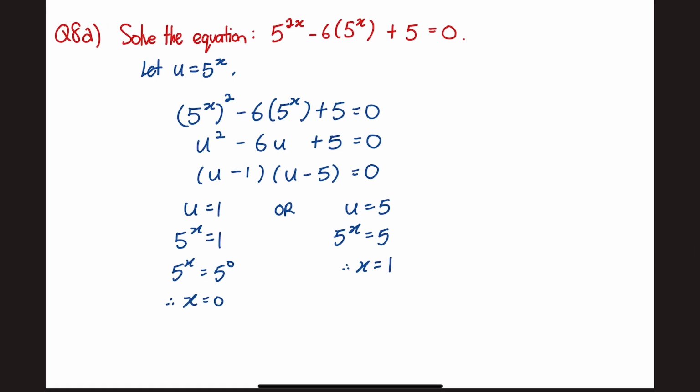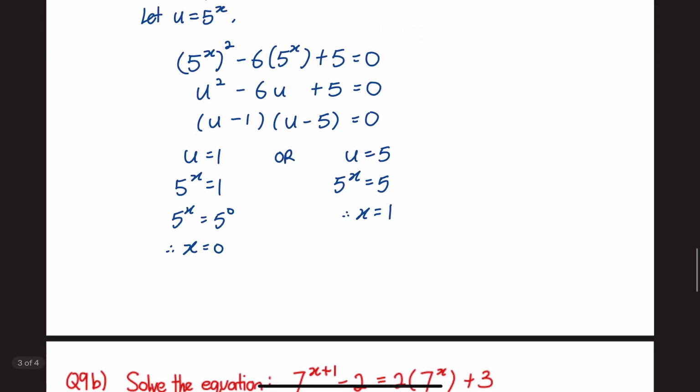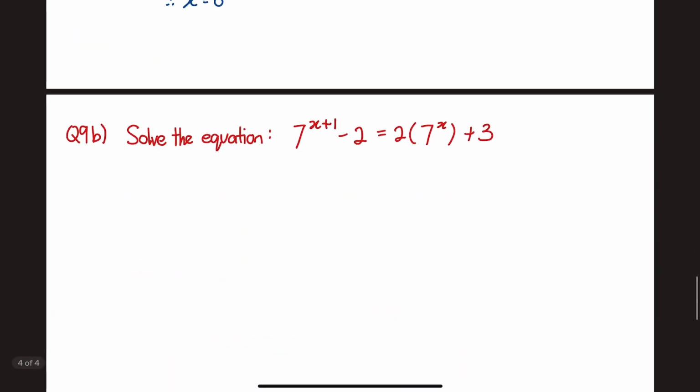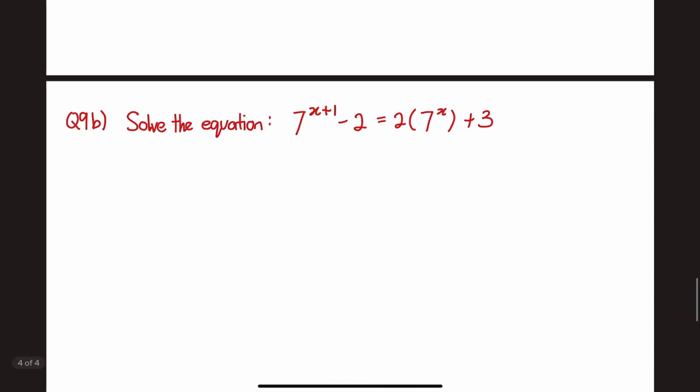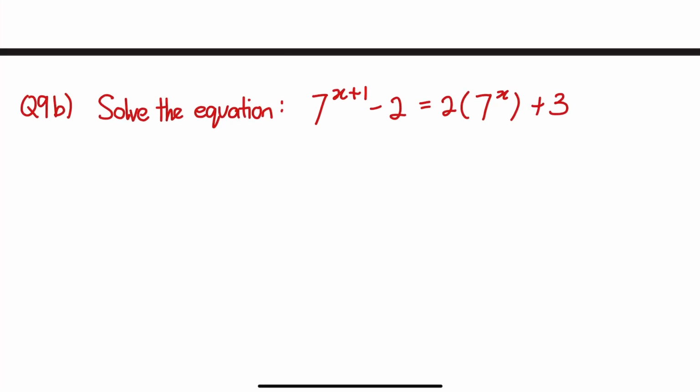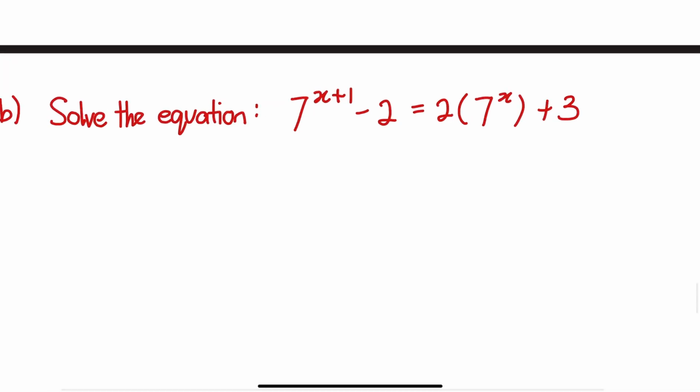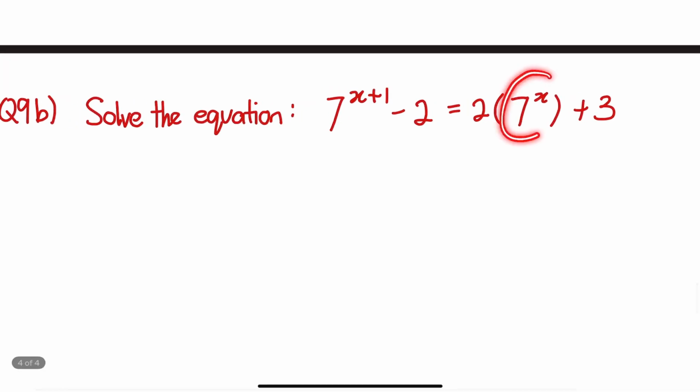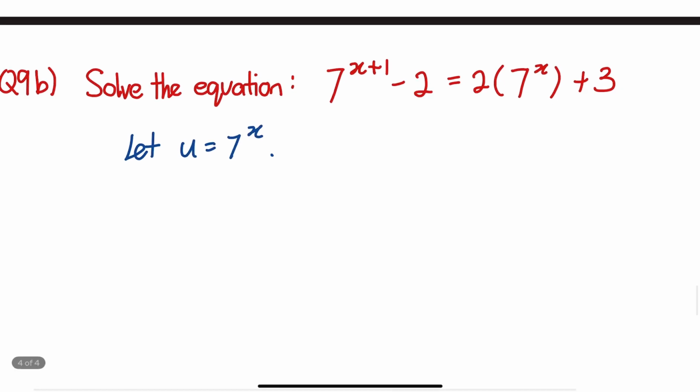Now let's look at the last practice question, question 9b. If by now you should be quite good at this already. To use a substitution, I hope it's clear to you. Over here, the clear substitution to use is 7 power x. So that means from here I must extract out a 7 power x. Alright. Let u be equal to 7 power x. Then I rewrite this equation here.